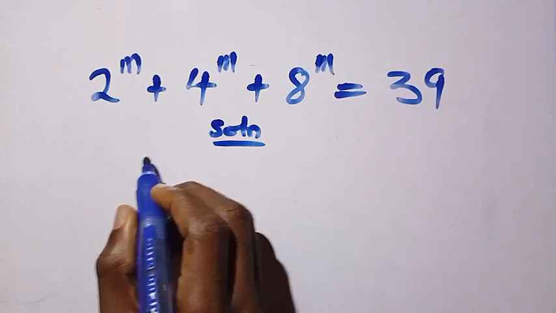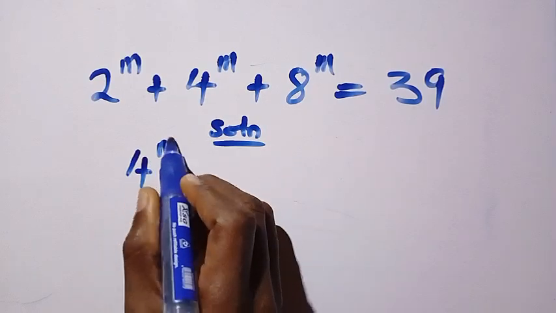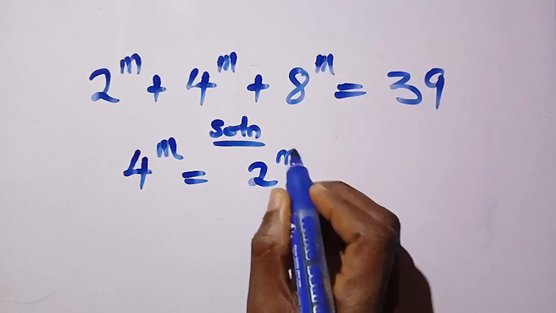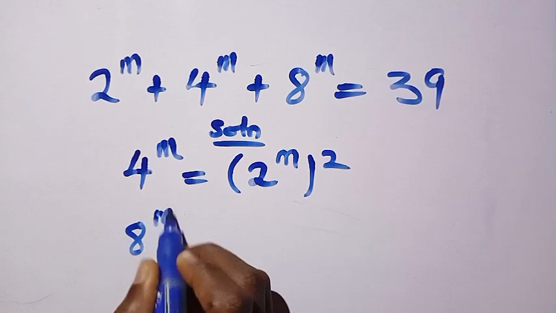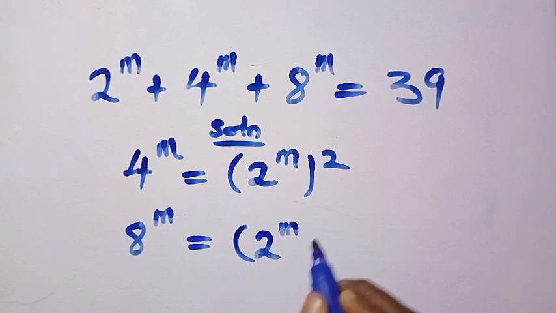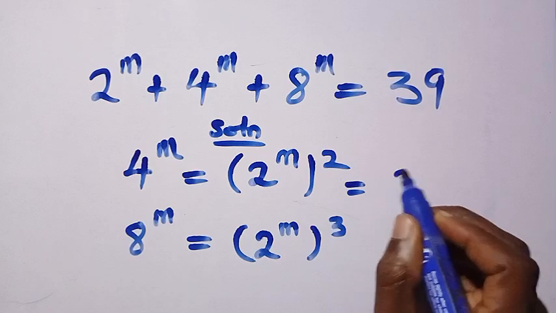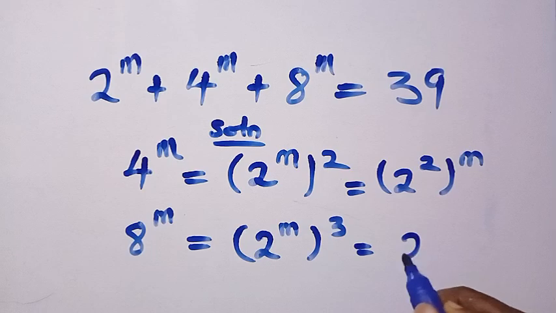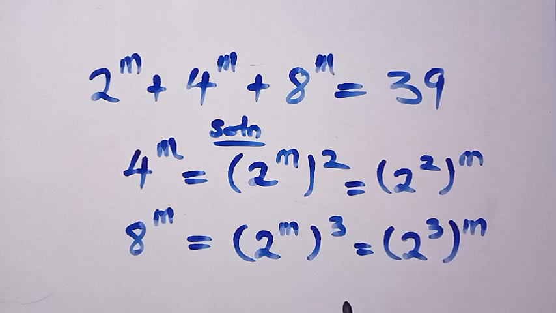2 power of m is in a standard form, and let's try and convert 4 power of m. 4 power of m means 2 power of 2, all raised to power of m. And also we have 8 power of m equals 2 power of 3, all raised to power of m. All these are the rules of indices.